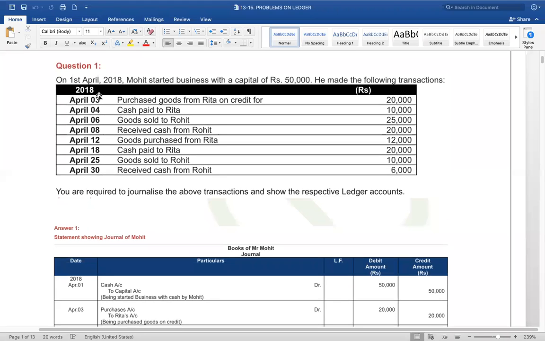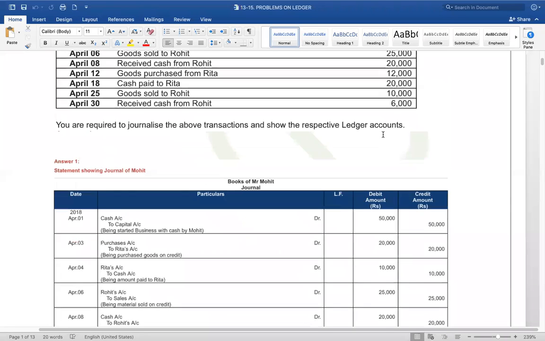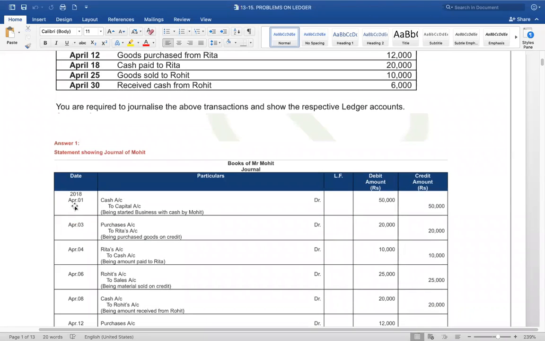Look at this. Mohit started business with a capital of 50,000. When he pumps in capital into the business, what happens? Cash comes in. Cash to the tune of 50,000 comes in. What is cash? An asset. Debit what comes in is to be applied to cash because cash is an asset. All the asset related accounts are real accounts. So the rule for real account is debit what comes in. So on April 1st, cash account debit.